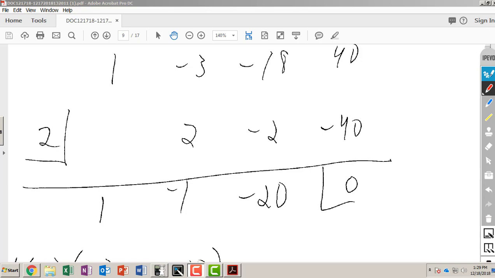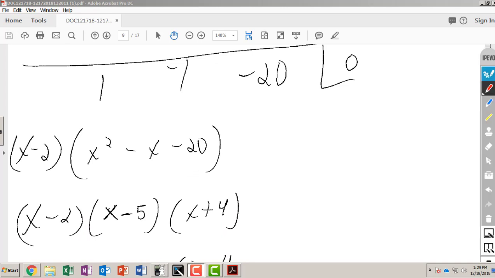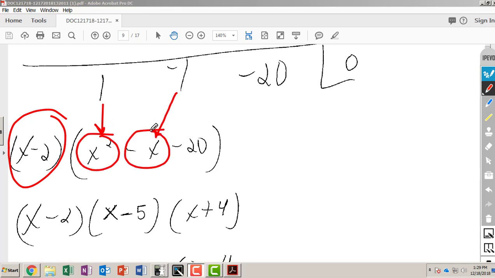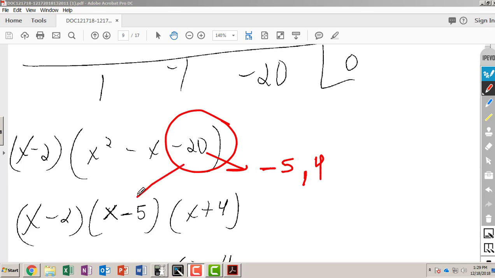Now that I've done that, you'll notice that it represents my equation. So far I factored it to x minus 2, and this will be your 1x squared, your minus x, and minus 20. Now we can factor this again. This is x minus 2 times the factors of negative 20 that add up to negative 1. You'll notice this is negative 5 and 4. So I factor this to x minus 5 times x plus 4.